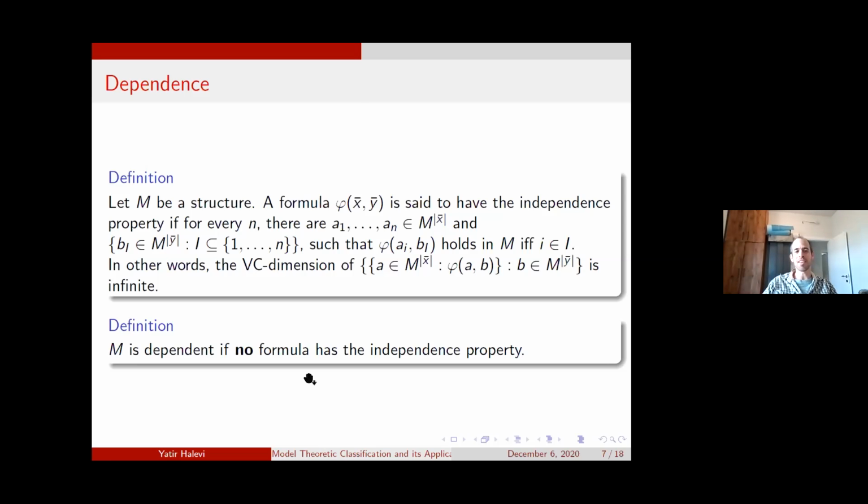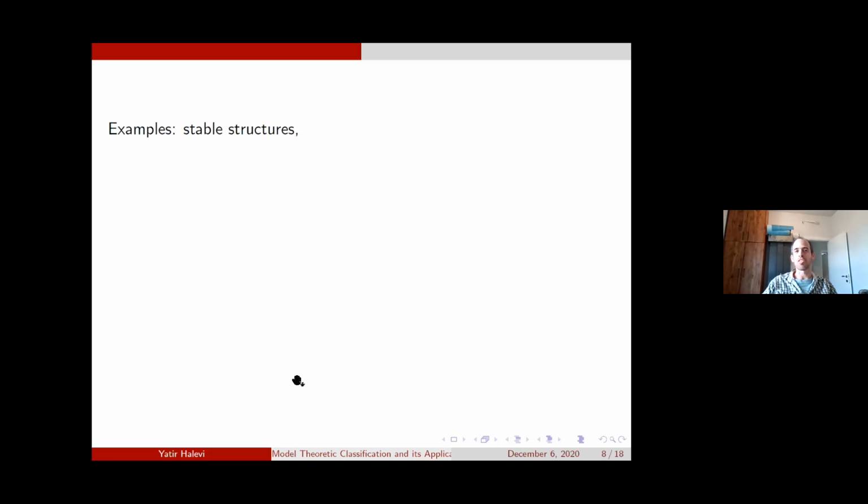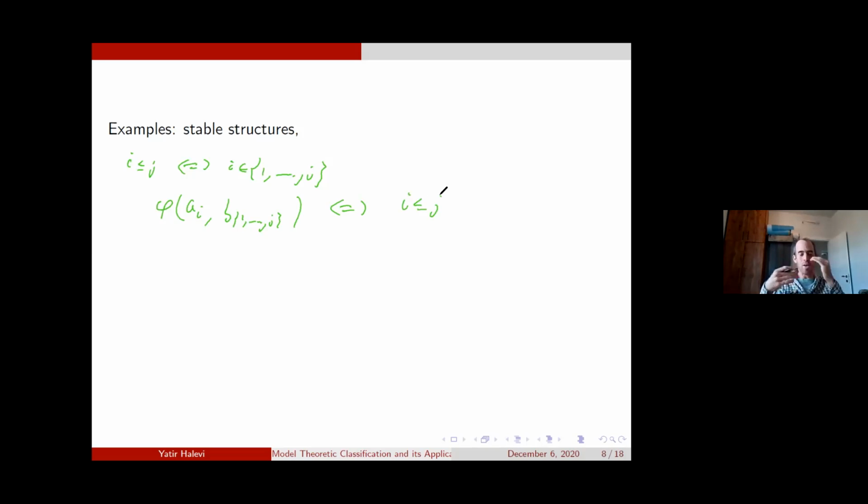Okay. First, let's give some examples. The first example is stable structures. So why is every stable structure also dependent? It basically boils down to the following fact: i is less than j if and only if i is in the set A_j, right? So if we have our sets as before, then this holds if and only if i is less than j. So every time you have a configuration that gives you the independence property, you can also find a configuration that will give you the order property. So when you take the negation, every stable structure must be dependent.